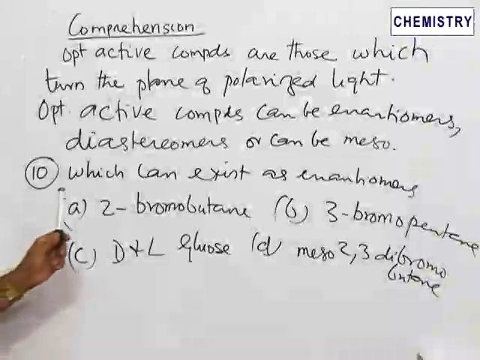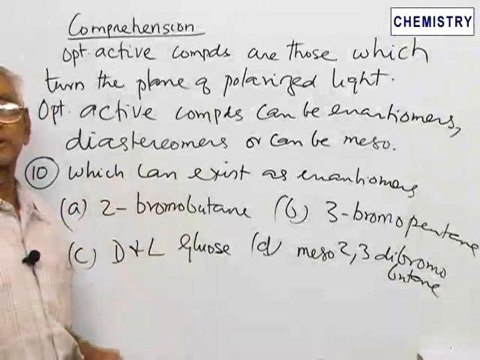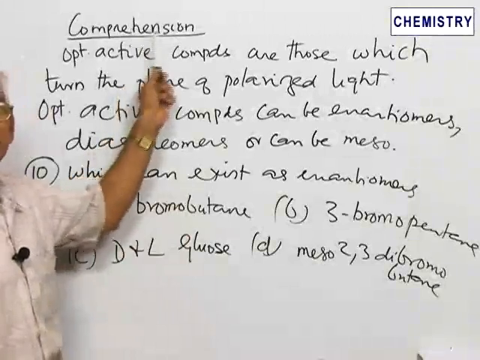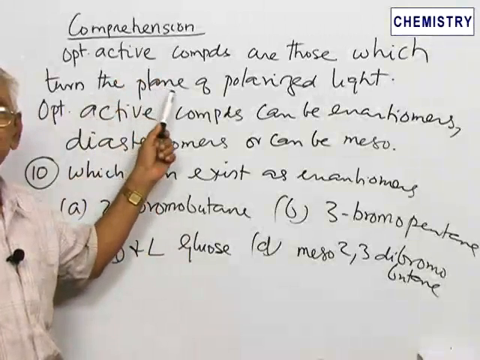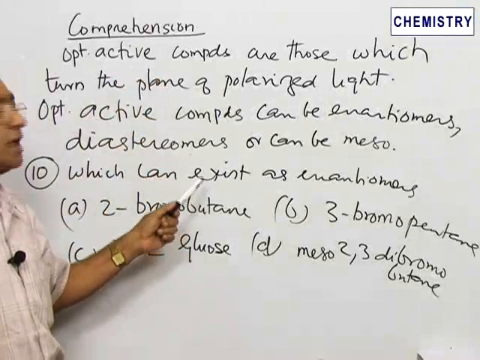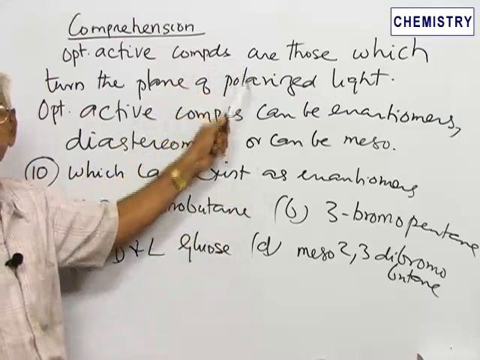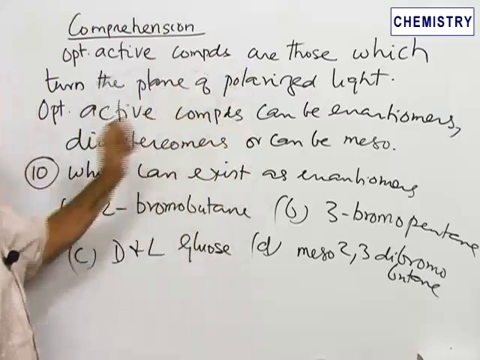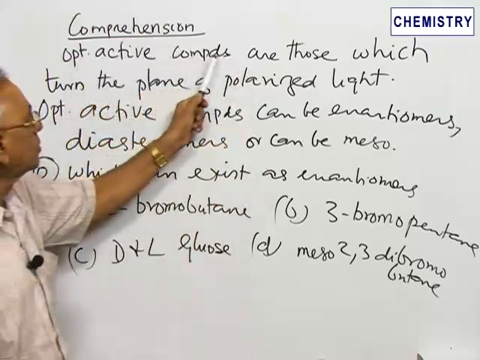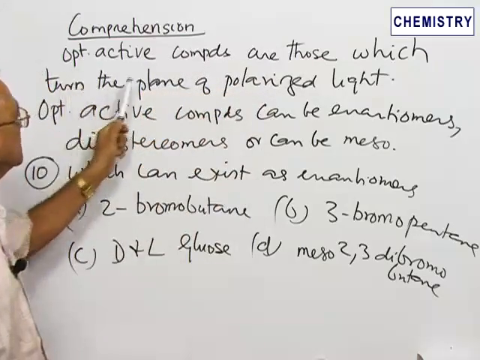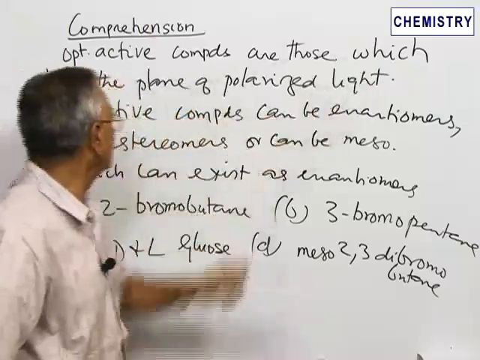Now we are going to another type of questions, which is comprehension based. In this type of question, a small passage will be given. This passage is from the area of stereochemistry. The passage goes like this: optically active compounds are those which turn the plane of polarized light.